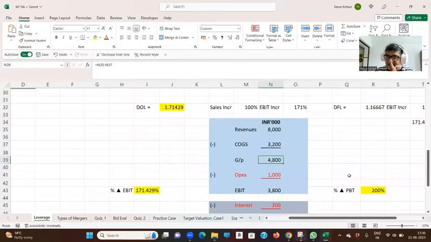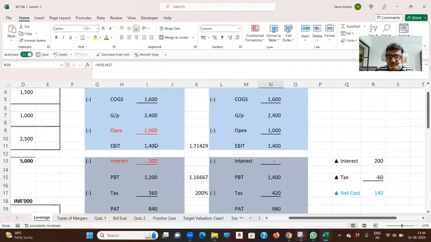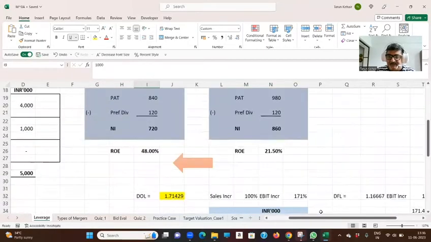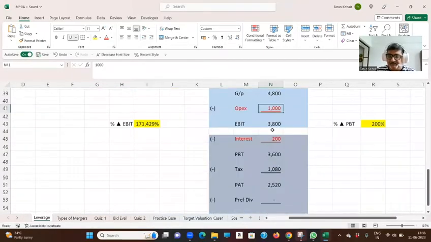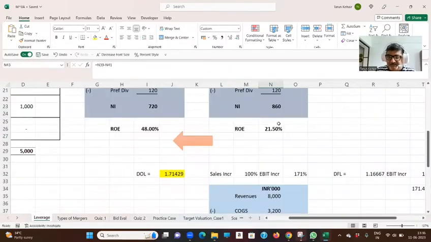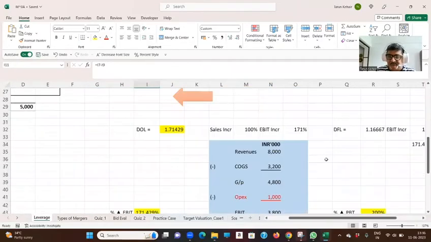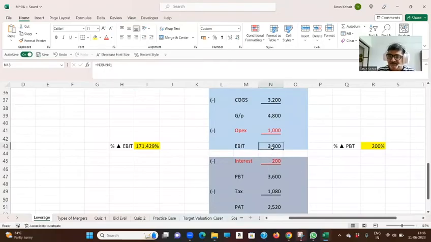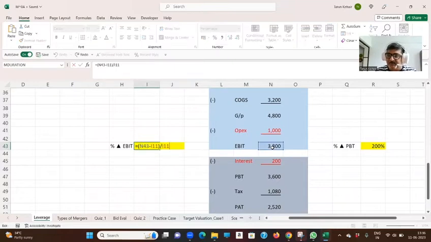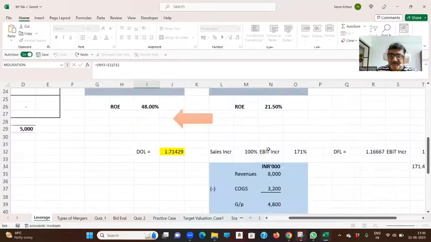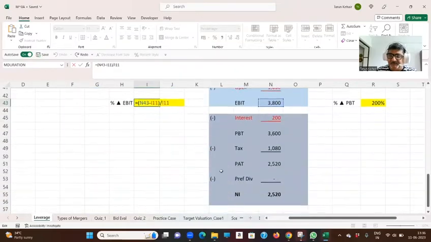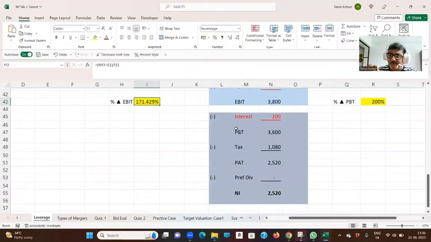But the operating fixed cost platform remains the same. So that was 1,000 crores earlier also and remains at 1,000 crores. And that is what magnifies the EBIT. So the EBIT, which was at 1,400 crores earlier, is now at 3,800 crores. So what's the delta in the EBIT? The delta in the EBIT is 3,800 minus 1,400 divided by 1,400. And that is what will give you a 171.429% increase in EBIT caused by a 100% increase in sales.